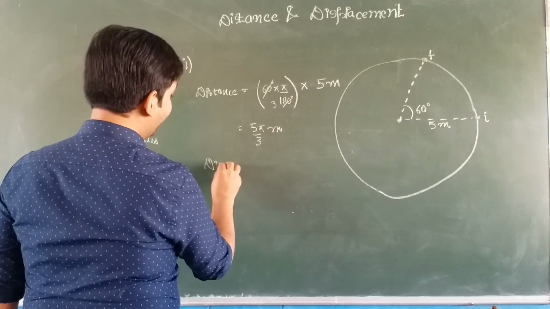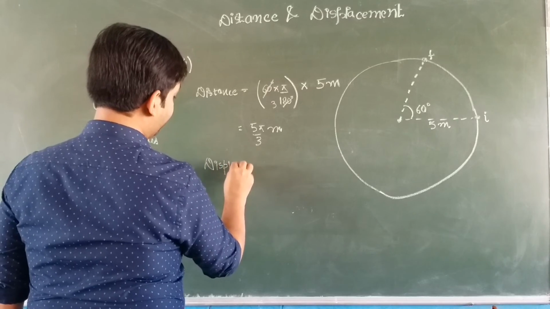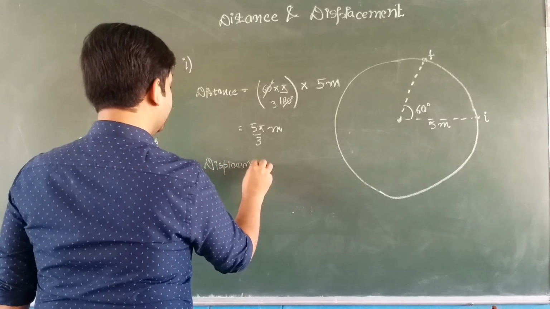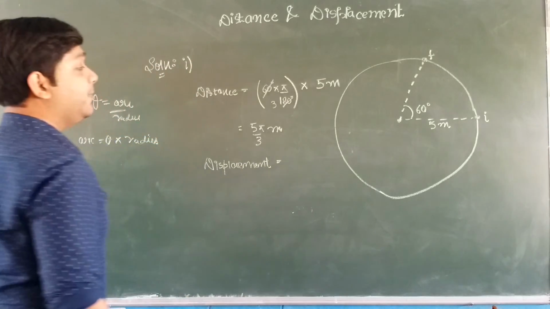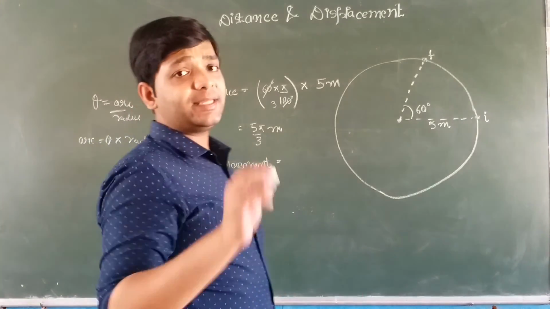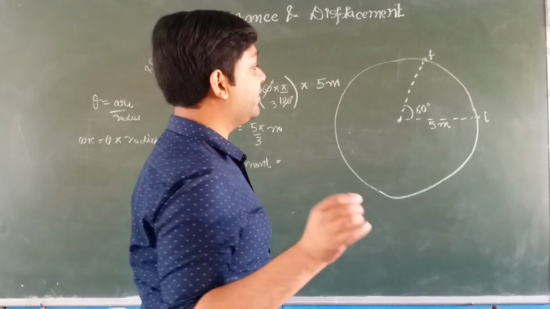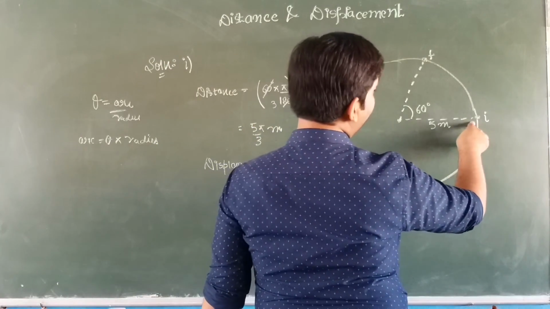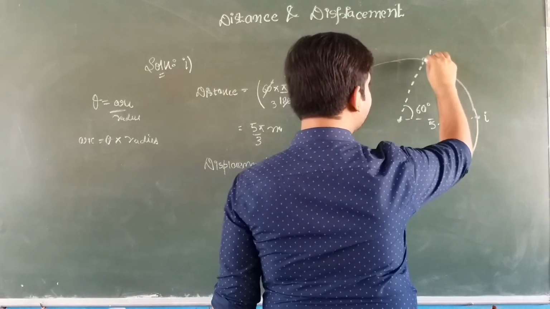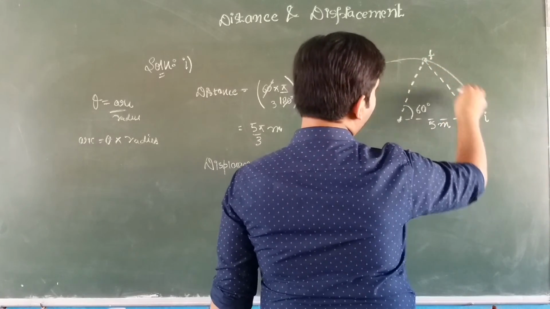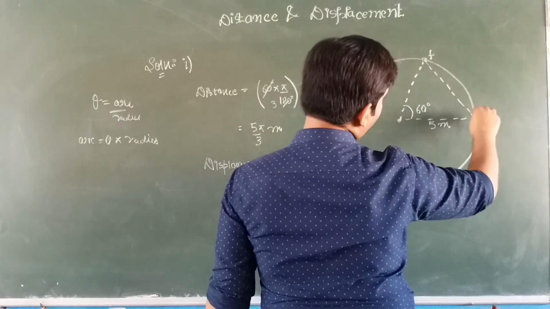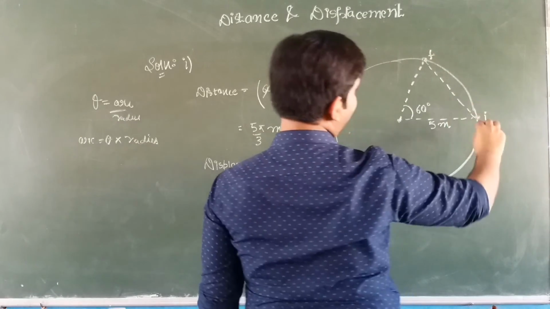And now we want to calculate the displacement. So again, what do we know? We know displacement is the shortest distance between the initial and the final point. This is the initial point, this is the final point, and the shortest distance between them will be a straight line. Now we need to calculate the length of this line.